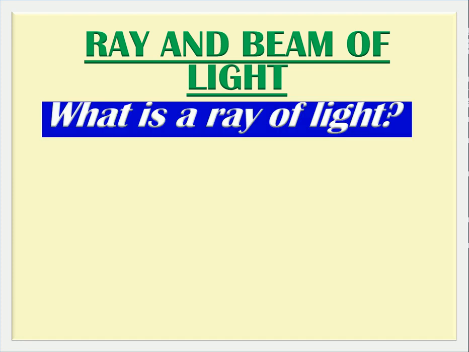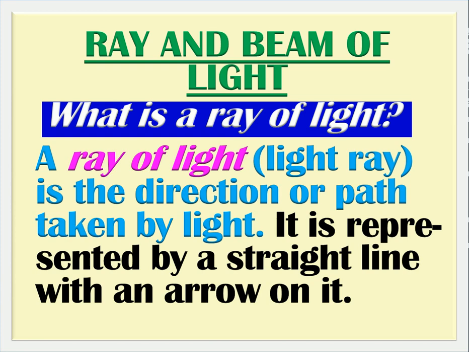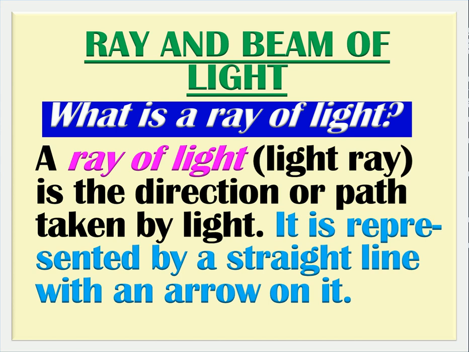Ray and beam of light. What is a ray of light? A ray of light, light ray, is the direction or path taken by light. It is represented by a straight line with an arrow on it.